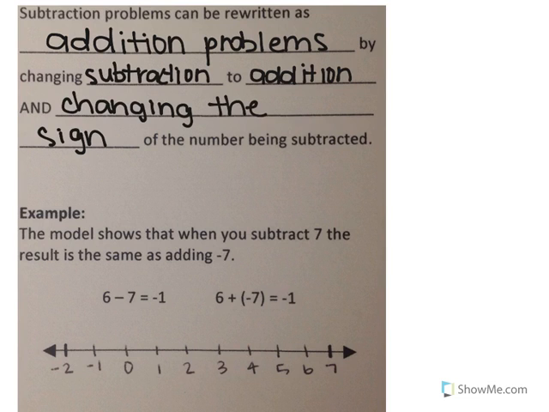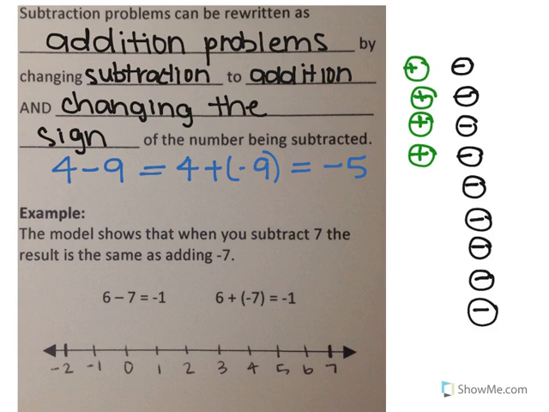Let's look at what this looks like in an actual problem. Let's try 4 minus 9. This can be rewritten as 4 plus negative 9, which equals negative 5.